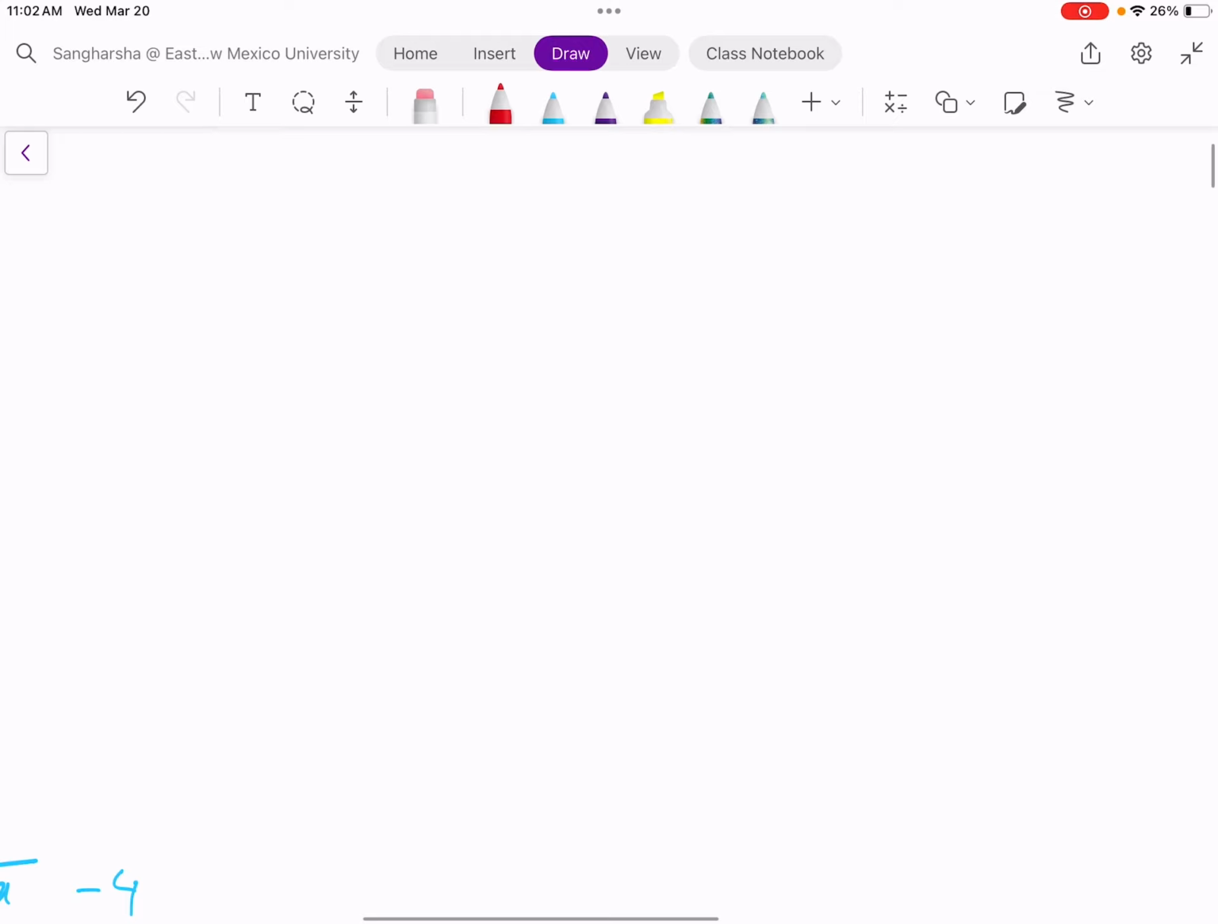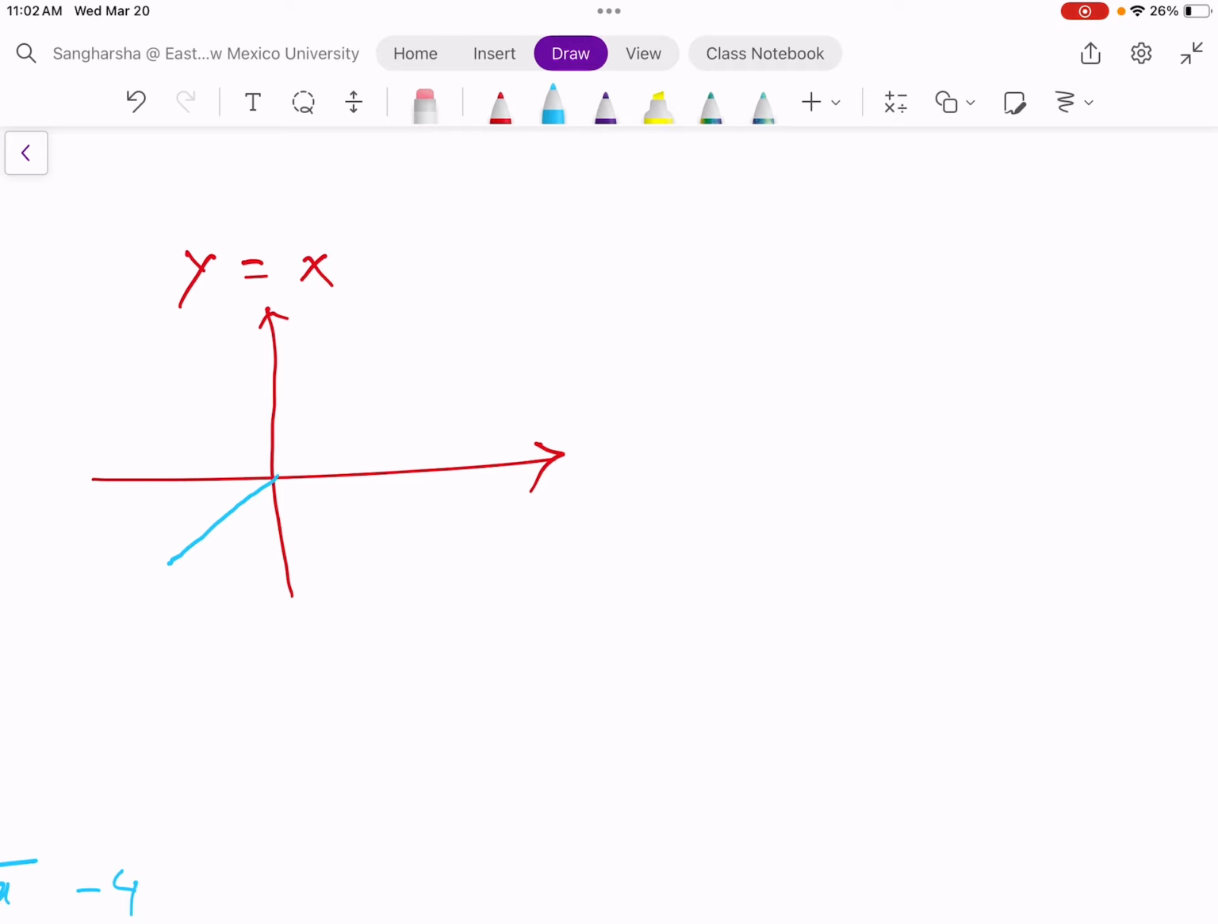The very first basic function is the linear function, y equals x. The graph of a linear function is a straight line. This straight line passes through the origin, but other straight lines may not pass through the origin. But whenever you have a linear function, we get a straight line as a graph.